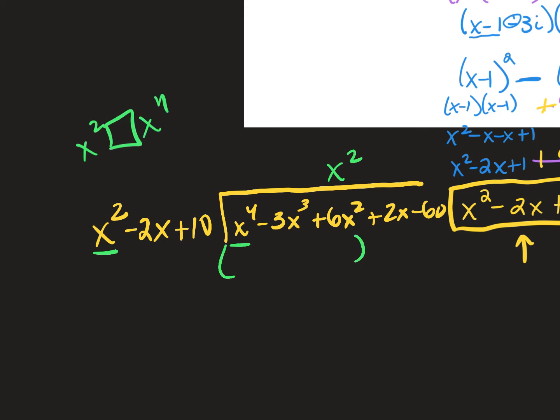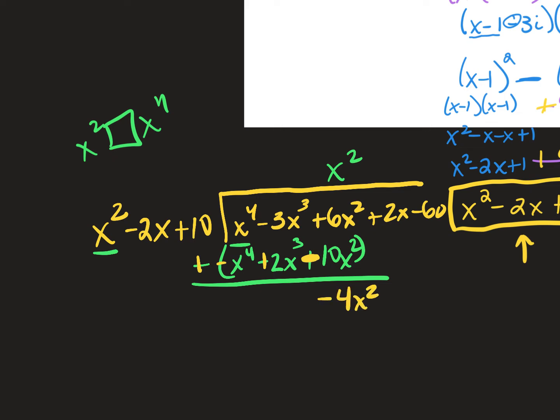So now, before I do my subtraction, I'm going to get my multiplication set up. So x squared times x squared is x to the 4th. X squared and negative 2x is minus 2x cubed. And x squared and 10x is plus 10x squared. Before we subtract, we have to distribute this negative, so it's going to change all of our signs. So I have 6x squared minus 10x squared gives me negative 4x squared. Negative 3x cubed plus 2x cubed just gives me a negative x cubed. And my x to the 4th cancel out.